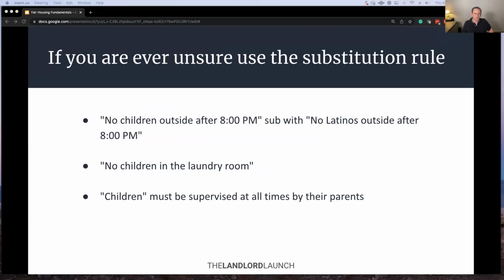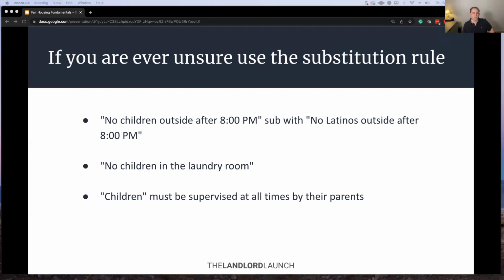Here's that substitution rule. If you're ever unsure about whether or not a rule is a good idea, just use a different protected class in whatever you're trying to do. So again, think about if you were to try to set a rule, no children outside after 8 p.m.